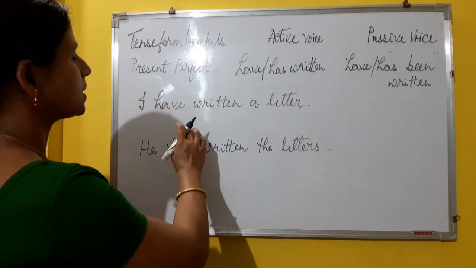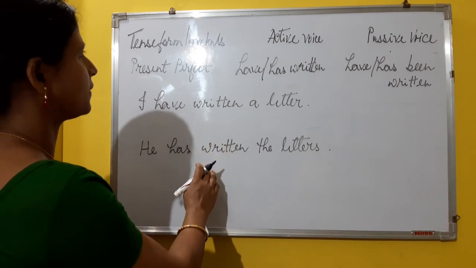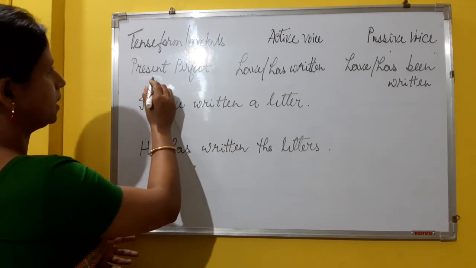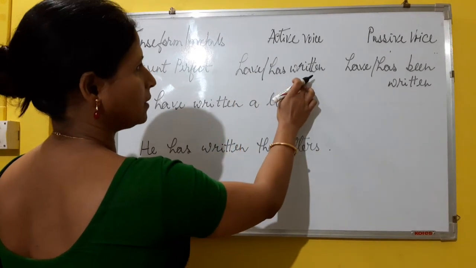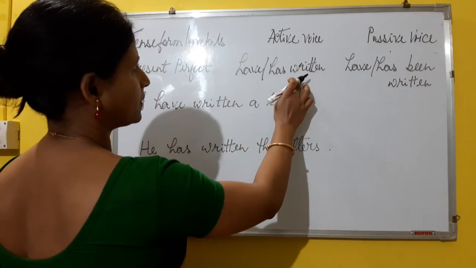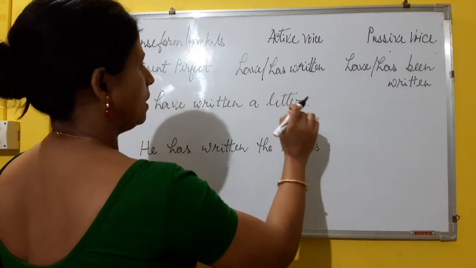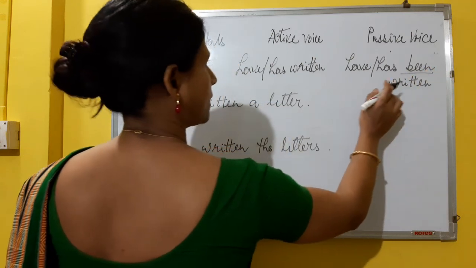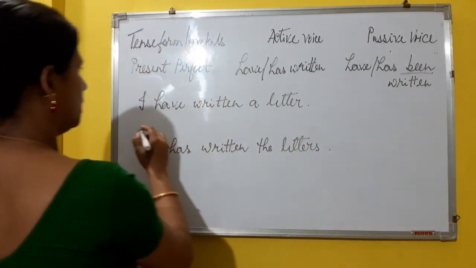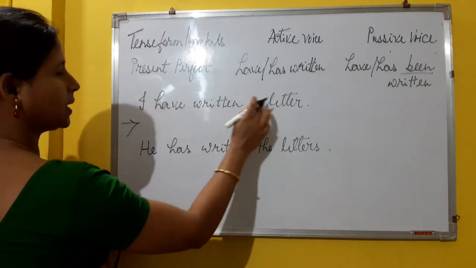So now the sentences are in present perfect tense. In present perfect, we will get sentences like have, has, and the third form of the main verb. Since I have taken the verb write, that is why written. And how do we change it? Have, has, we are to add this been. I have written a letter.